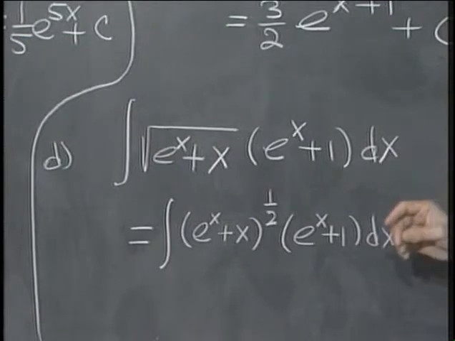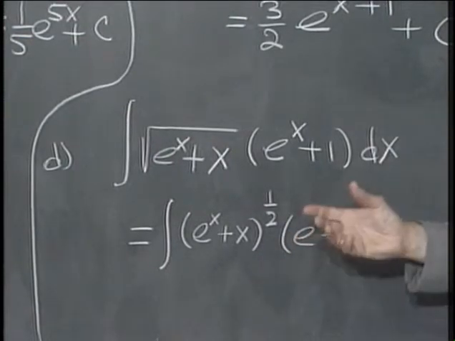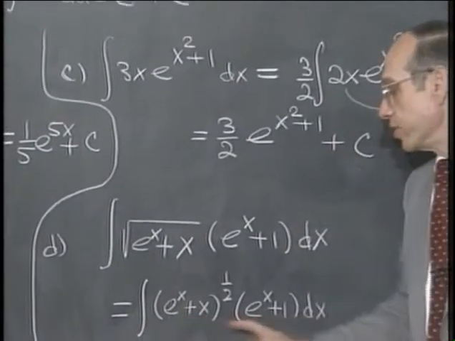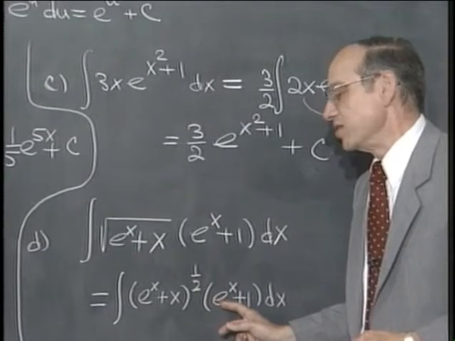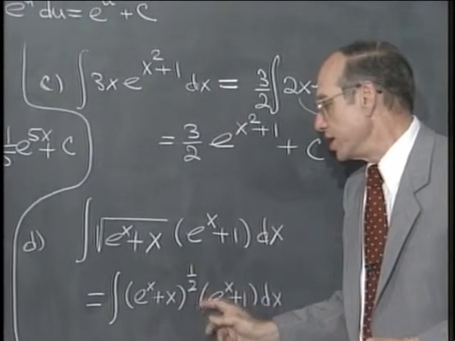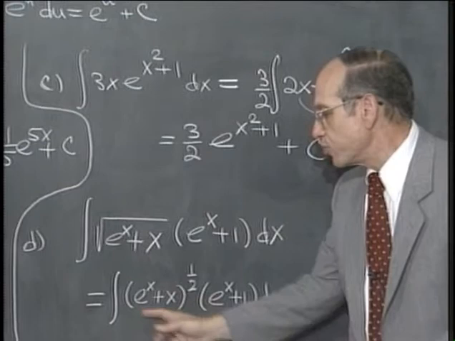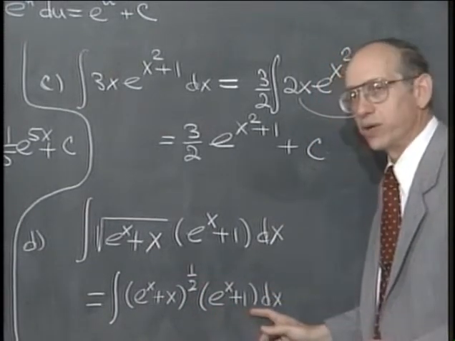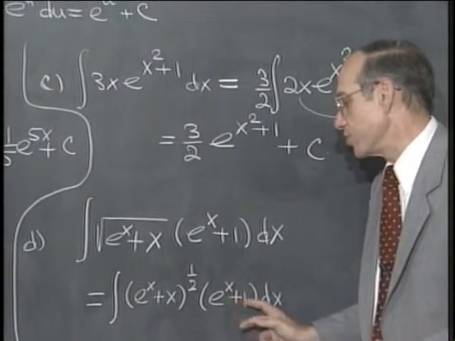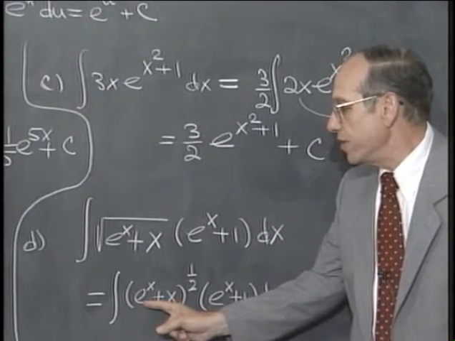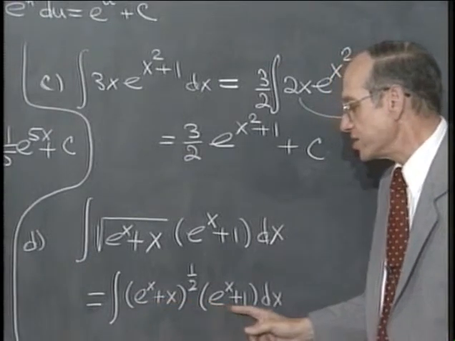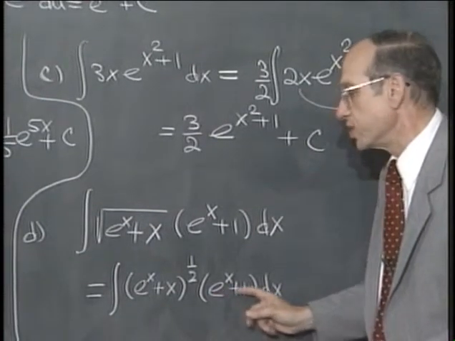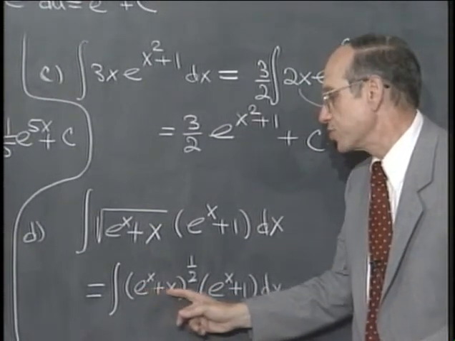And now we stop and think. Can this possibly be of the form e to the u du? There's an e to the x certainly in the expression. In fact, there's two of them. But I don't see any e to the u du. What I do see is that here we have a certain expression raised to the 1/2 power, and here we have another expression multiplying it. And there's a very nice relationship between these two. This is e to the x plus x, and this is the derivative of e to the x plus x. E to the x plus 1 is precisely the derivative of e to the x plus x.